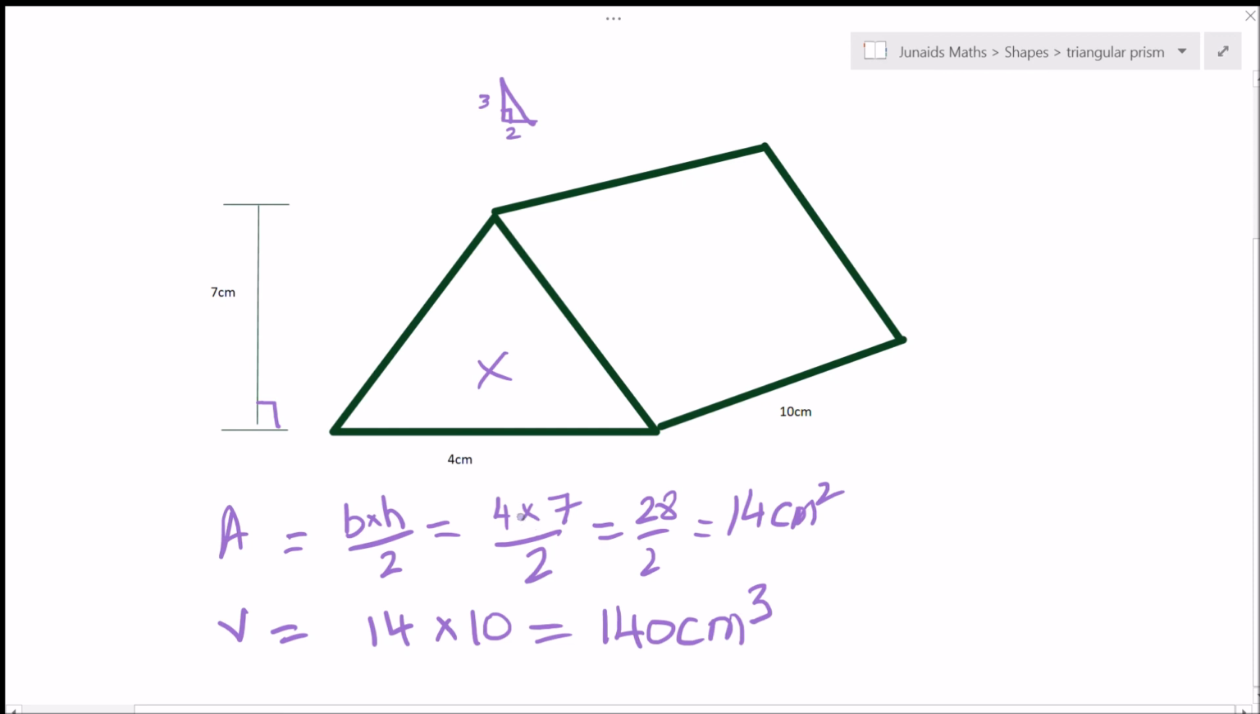The most common mistake which students make is they always forget dividing by 2. And you could have just multiplied them all straight away. 7 times 4, 28. 28 times 10 is 280. And then divide by 2, you'll still get 140 centimeters cubed. But it's always easier to work out the front face, as sometimes exams will straight away give you the word cross section. So please make sure that you have in mind this word cross section. That means the area of the front face.